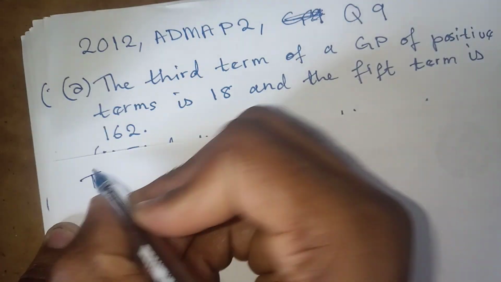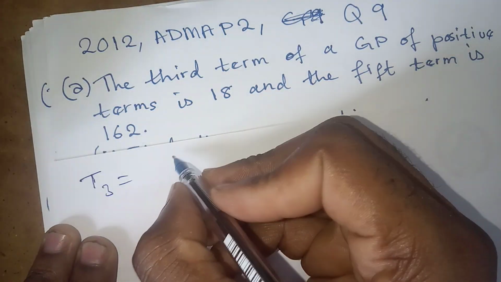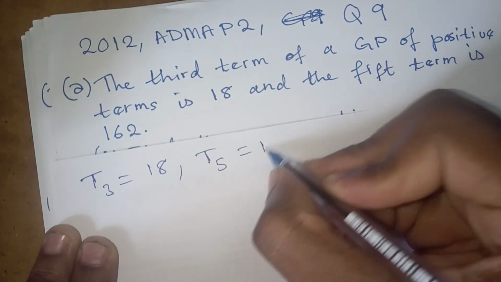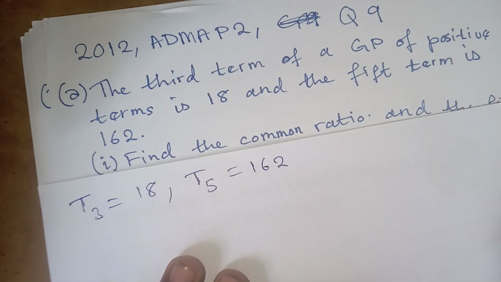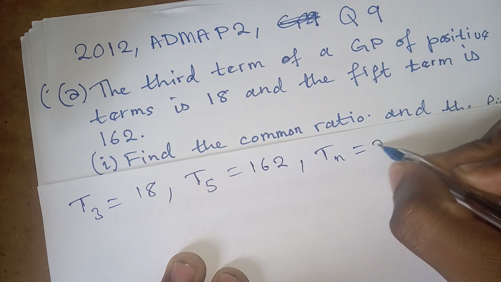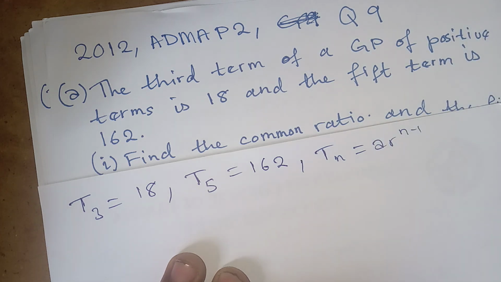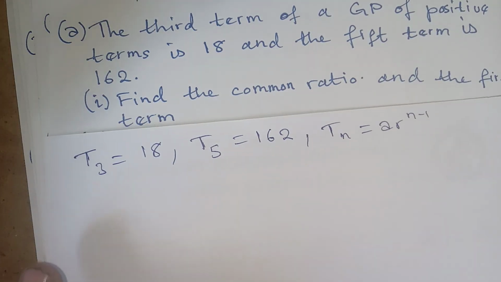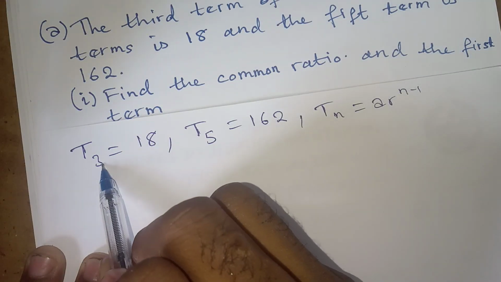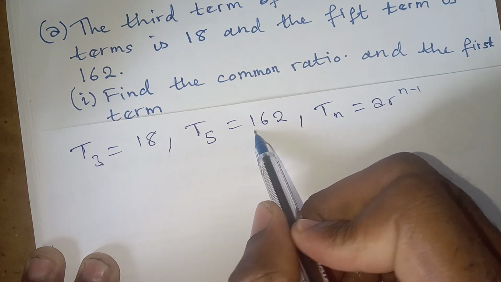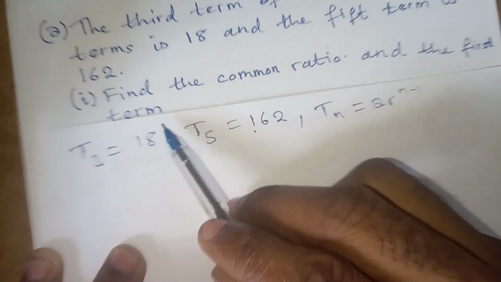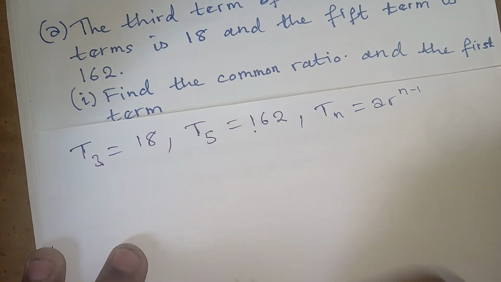So we are told that the third term of a GP is equal to 18 and the fifth term is 162. And remember, this is a GP, so the nth term is given by a r to the power n minus 1. So now find the common ratio and the first term. We can get the first equation from here and the second equation from there and solve the two equations simultaneously to solve for a, which is the first term, and r, which is the common ratio.